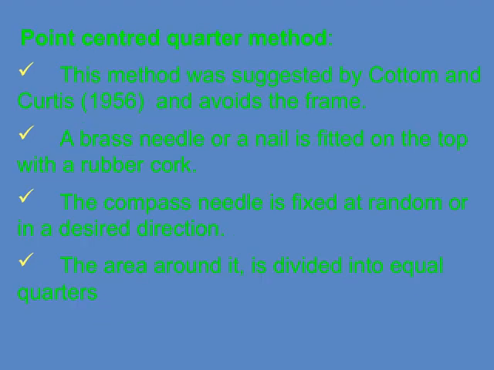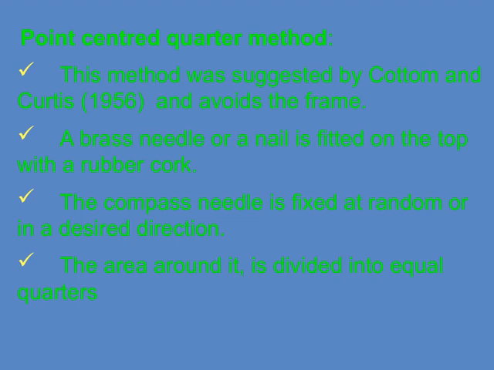Now, let's look at the point-centered quarter method. This technique was proposed by Cottam and Curtis back in 1956, and one of its main advantages is that it avoids using a traditional frame, which can sometimes be restrictive. In practice, you start by fitting a brass needle or a nail on top of a rubber cork. This setup allows the needle to rotate freely, which is essential for the randomization process. Next, you fix the compass needle at a random position or in the direction you desire, depending on your study's needs. This randomness is crucial because it helps eliminate bias in your sampling.